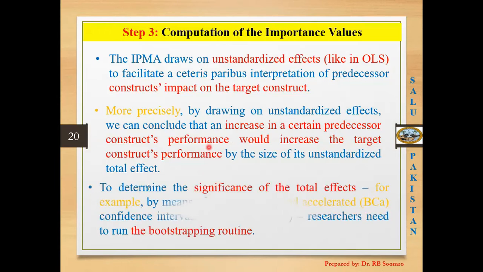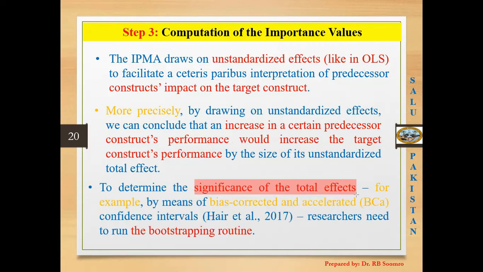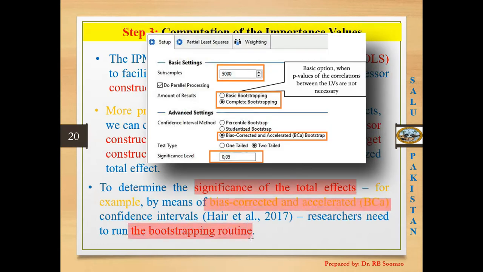Here they determine the significance of the total effects, that is, whether a total effect is significant or not. To compute the p-value, we have to use the bias-corrected and accelerated BCa approach by applying the bootstrapping technique. SmartPLS is basically a non-parametric technique, so in order to get the p-value of our hypothesis, we apply bootstrapping. Through bootstrapping, we can know whether the total effect is significant or not. In my earlier videos, I have discussed bootstrapping.